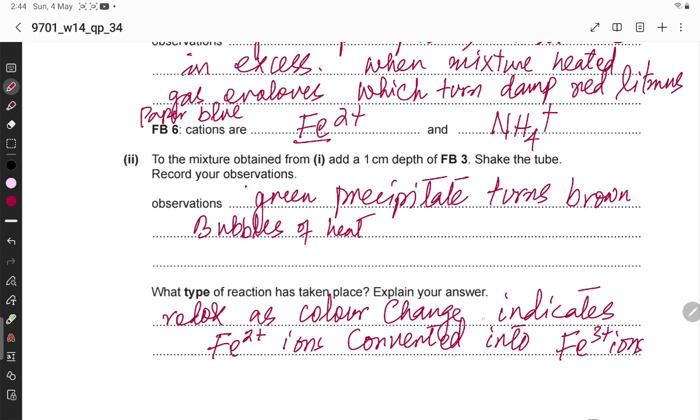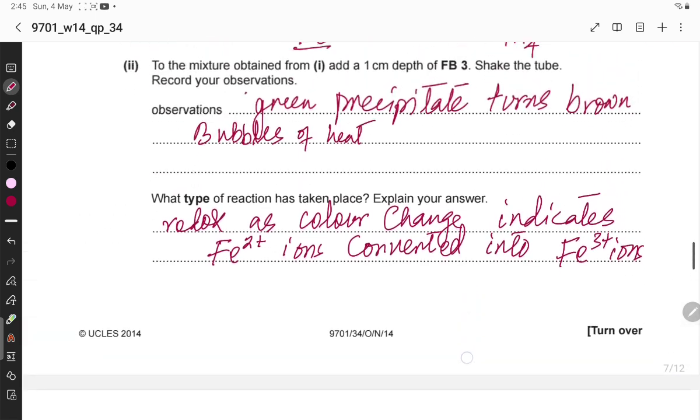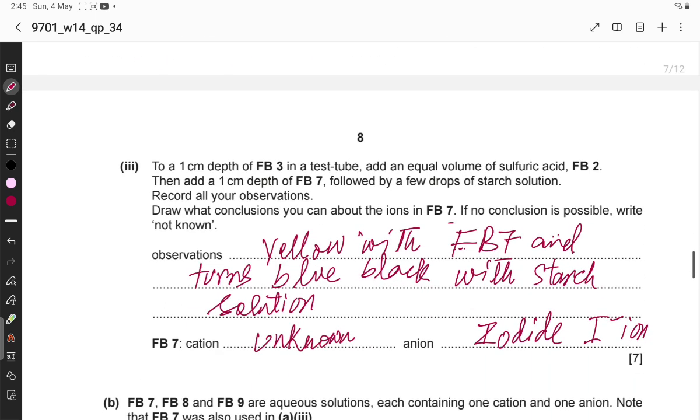What type of reaction has taken place? This is a redox reaction, as the color change indicates, because iron 2 ions are converted into iron 3 ions, so that's why the green precipitate turns into a yellow or red-brown solution. So that's why it is a redox reaction.